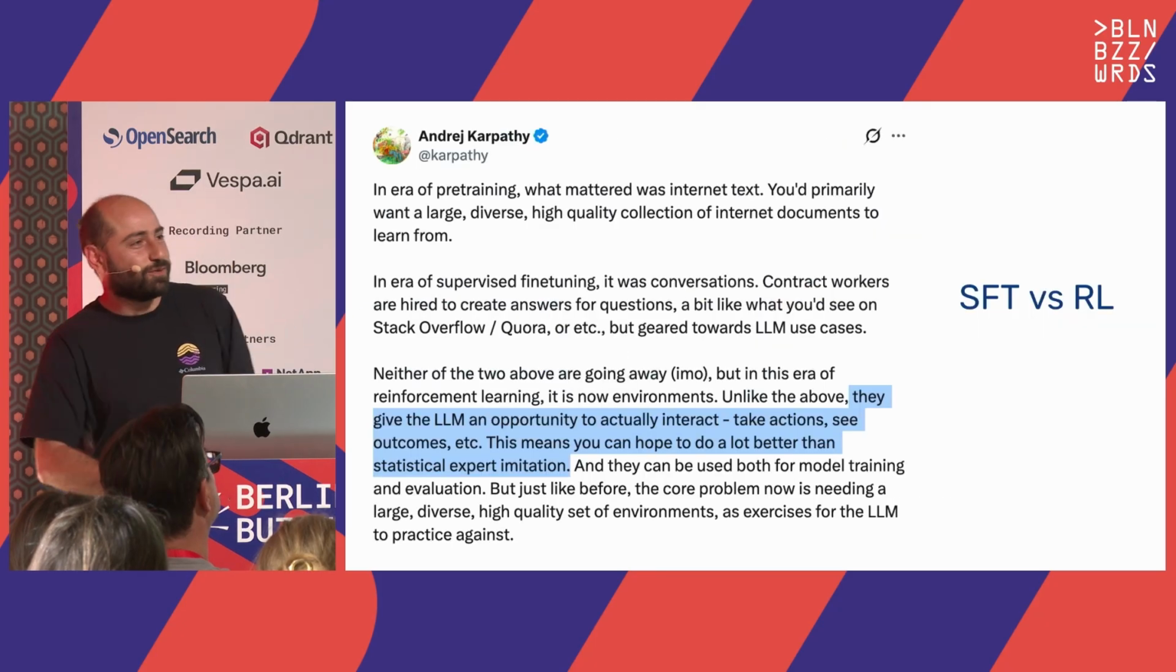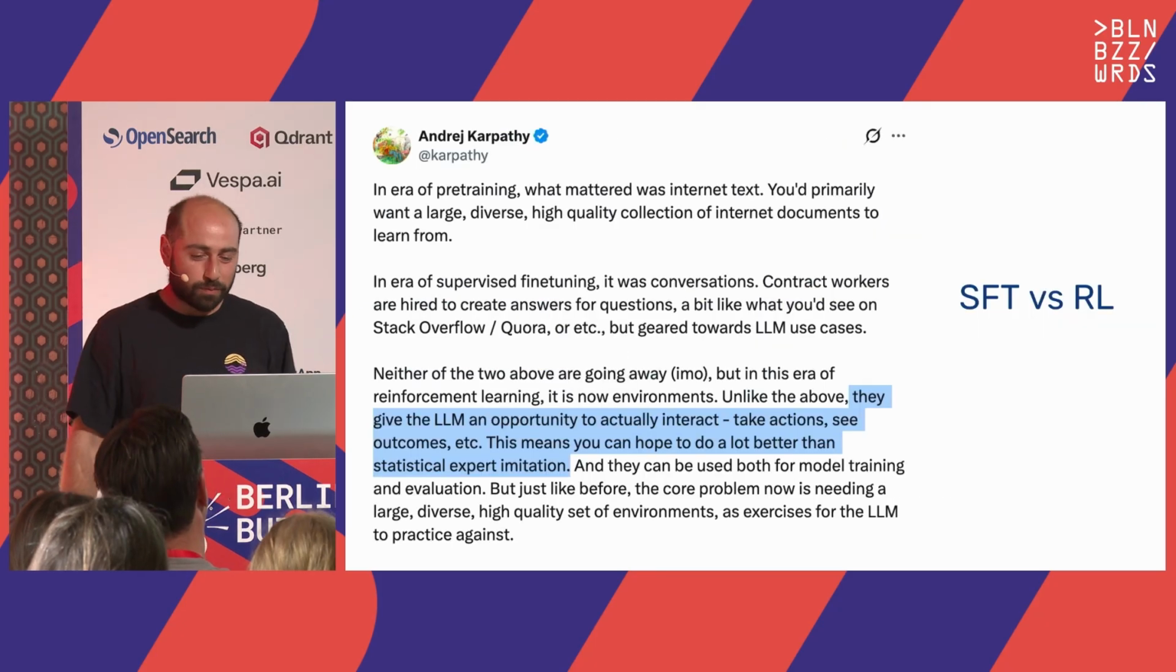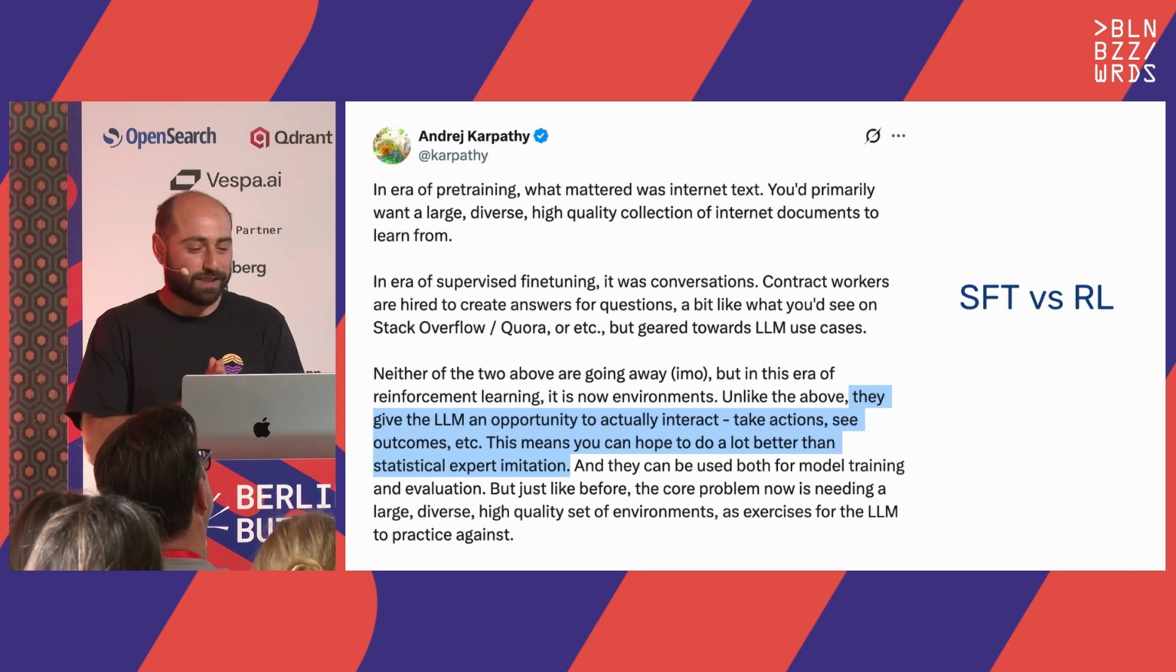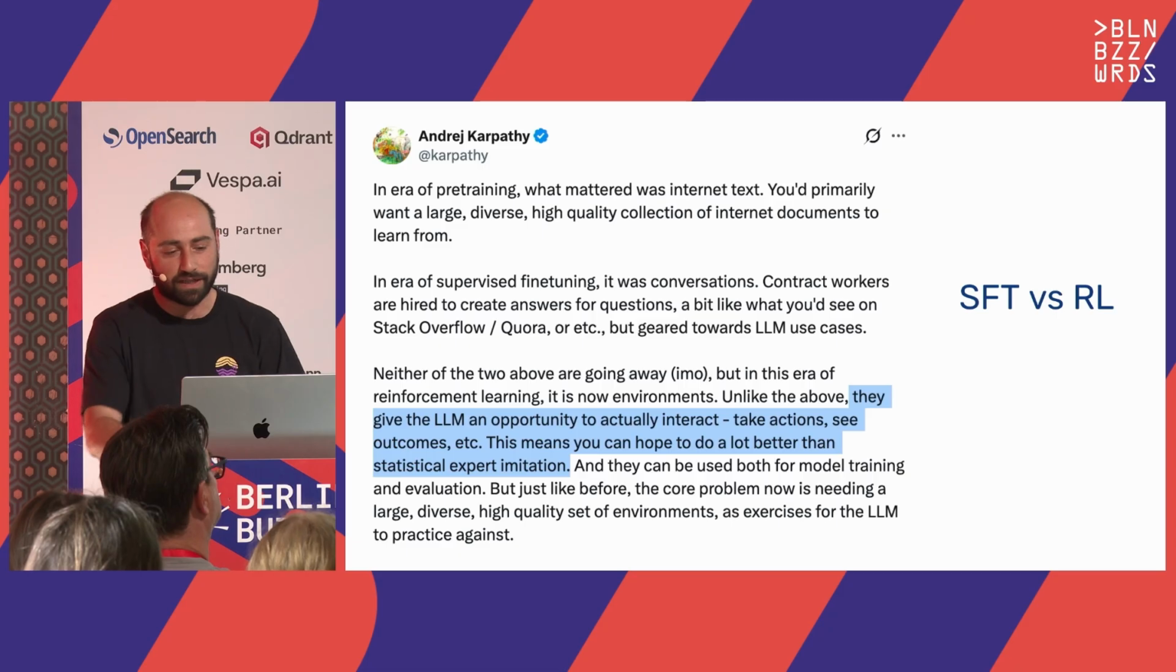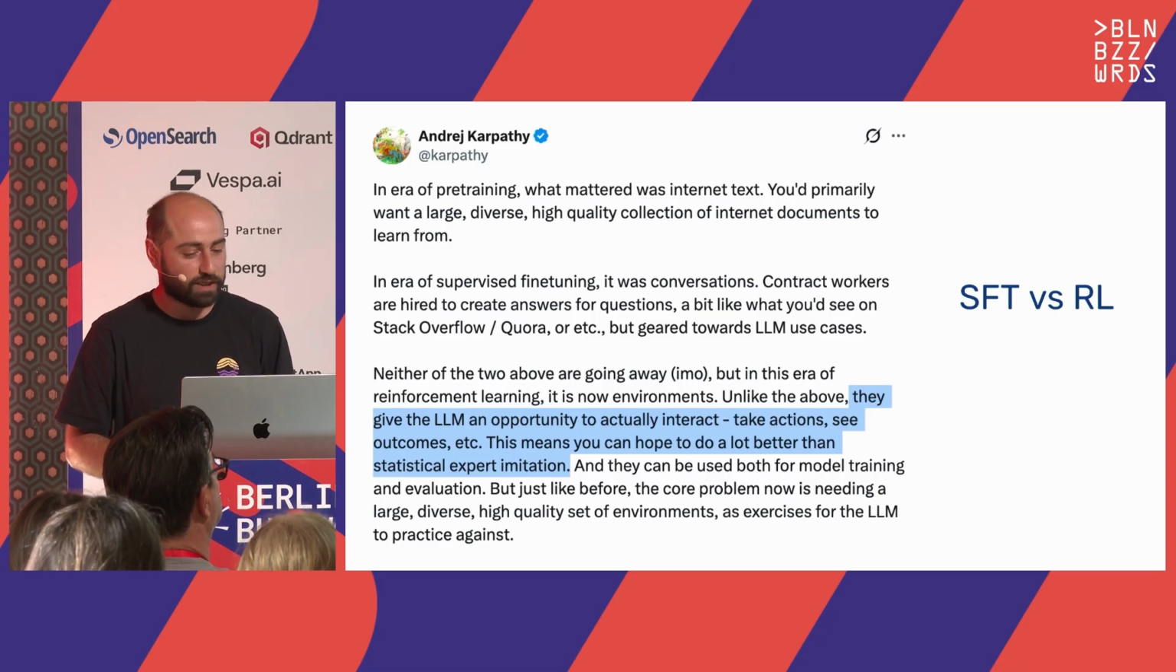You might have understood that I'm enthusiastic about this topic, but let's also use Andrej Karpathy's words. Reinforcement learning environments give the LLM an opportunity to actually interact, take action, see outcomes. This means you can hope to do a lot better than statistical expert imitation.